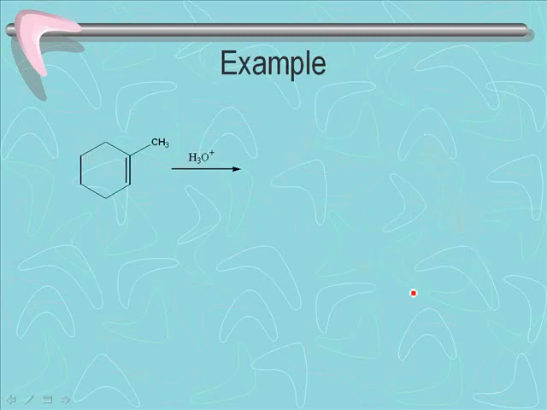Let's look at this reaction in the context of an example. We have an alkene present in our starting material. This alkene has unequally substituted carbons.